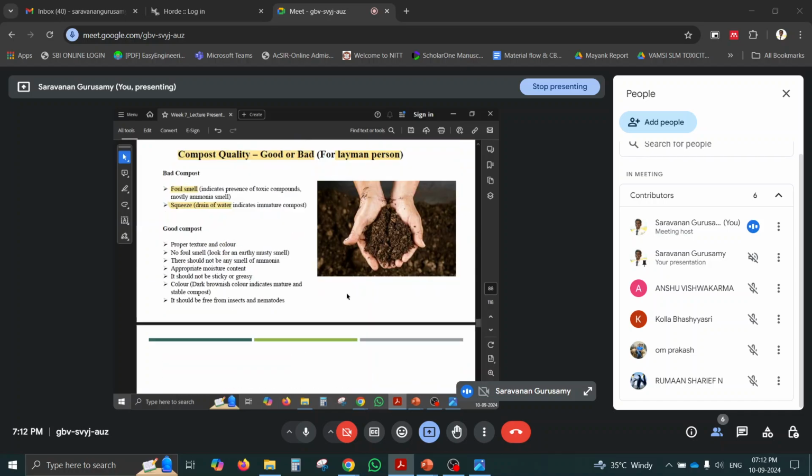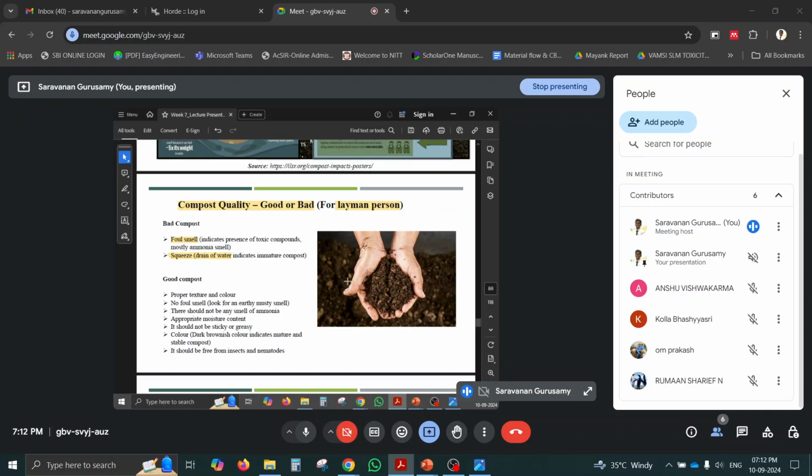How can we say, from a layman's point of view, that a compost is good or bad without doing all these tests? If there is any foul smell coming, then it has some ammonia or a toxic compound, so it is a bad compost. If you squeeze the compost and water comes out, draining, then it is not a good compost. What we have mentioned is that the compost should be very dry and should spread in your hand. If you take it, that is a good compost.